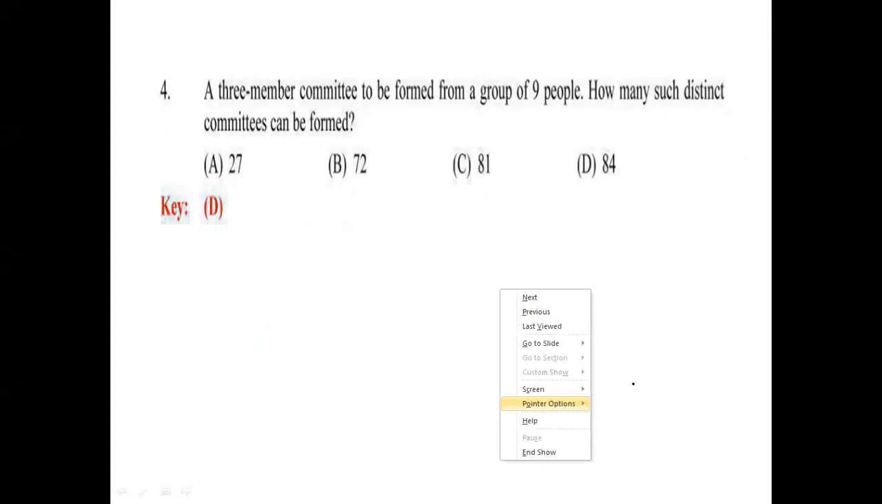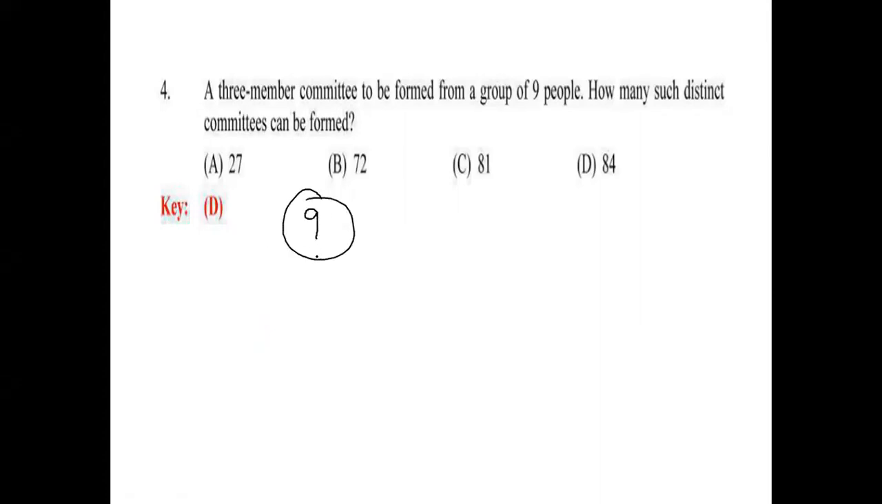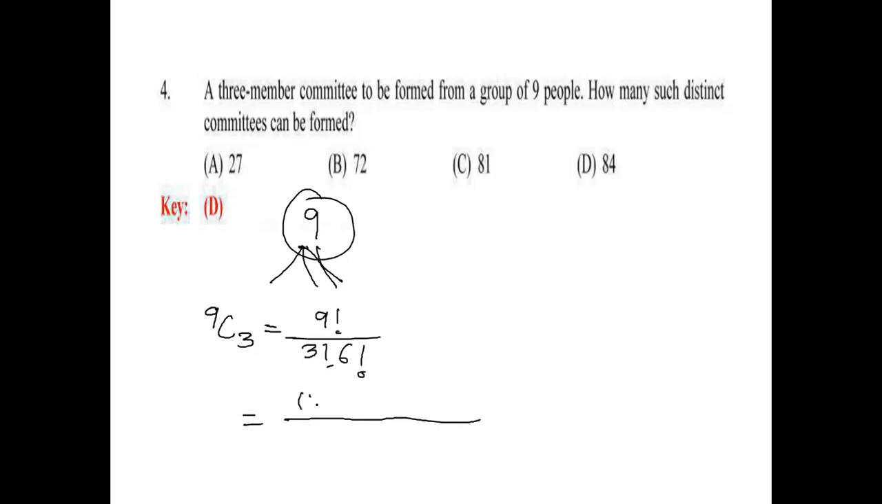A 3-member committee is to be formed from a group of 9 people. So here there are 9 people, how many committees can be formed? There are 9, and from this, three people are to be selected. Order is absolutely not important. That is a problem of combinations. So 9C3 is the total number of committees possible. So 9 factorial upon 3 factorial into 6 factorial. 6 factorial cancels. Then 7 into 8 into 9, over 3 into 2.